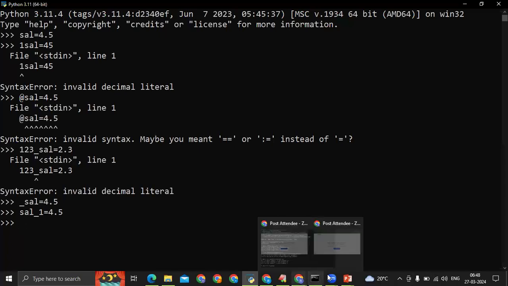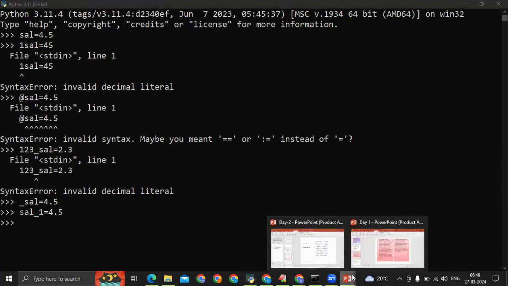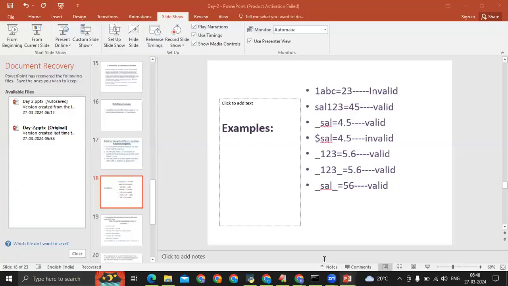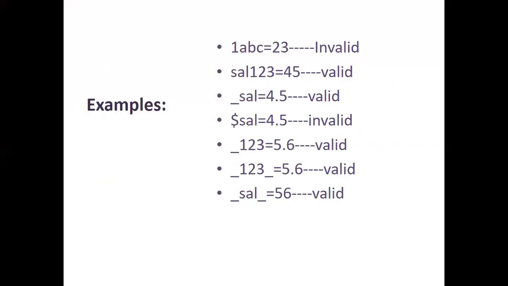So we need to understand what is valid and what is invalid. I have given the examples here.